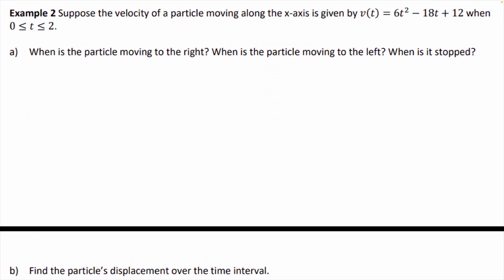So tell me, when is a particle moving to the right? When do we consider it moving to the right? When velocity is greater than 0. Velocity is positive, right? It's moving to the right. The opposite is true when it's moving to the left, it's when velocity is less than 0, right? And when is it stopped? When it's equal to 0.